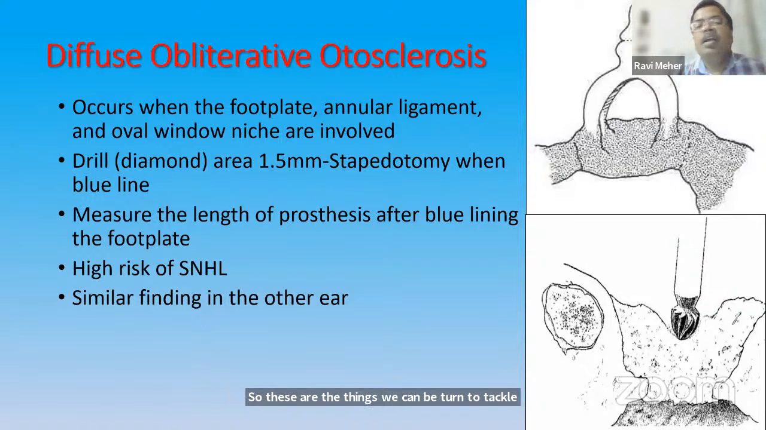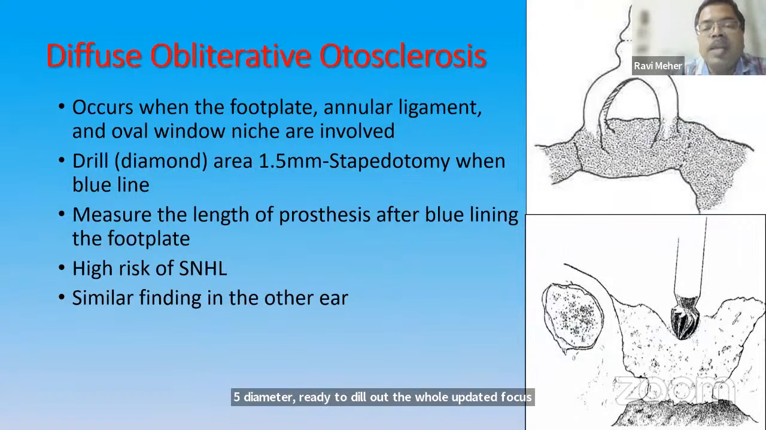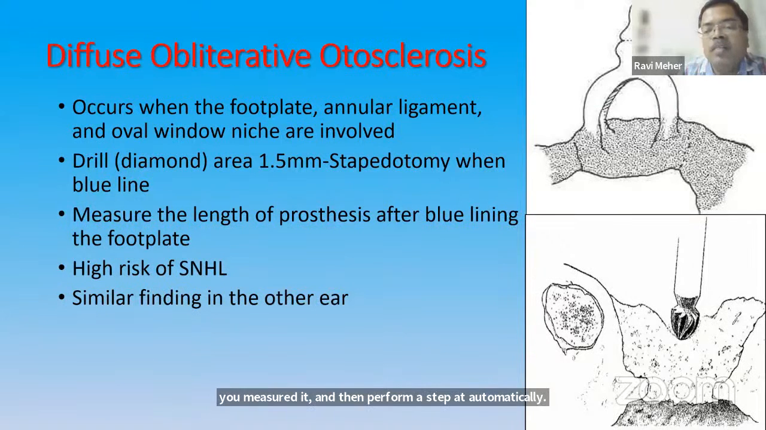Obliterative foci. If there is an obliterative focus, you have to drill it. Use a 1.5 millimeter diamond drill to drill out the whole obliterative focus. And once you have a blue lining of the foot plate, then you measure it and then perform a stapedotomy. So again, this can be difficult for a novice, but it can be done by an experienced surgeon.